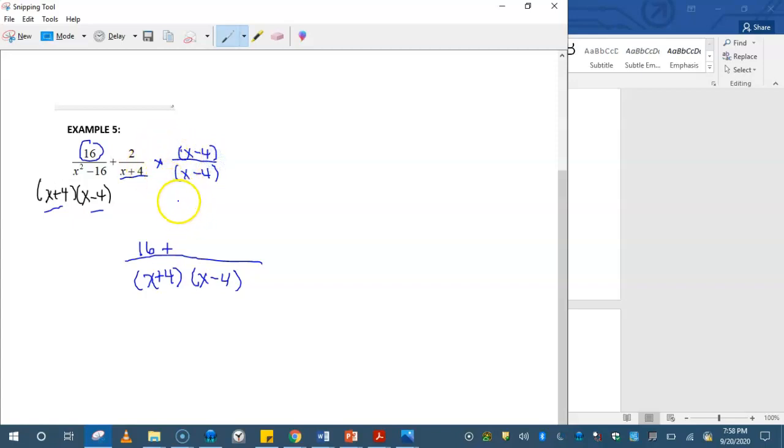So when I do that, what am I left with in the numerator? Well, I would have a 2x minus 8. And if I combine the like terms, what I would end up with is 2x plus 8 over x plus 4, x minus 4. All right.